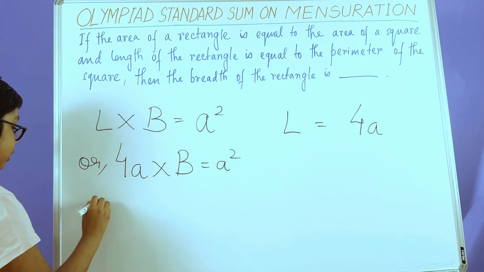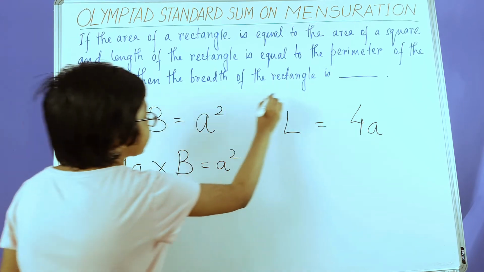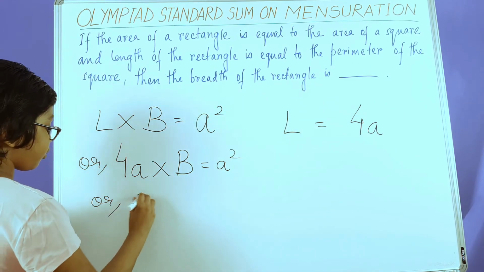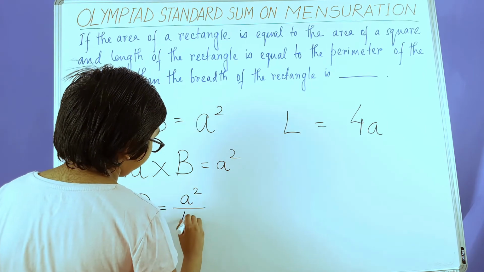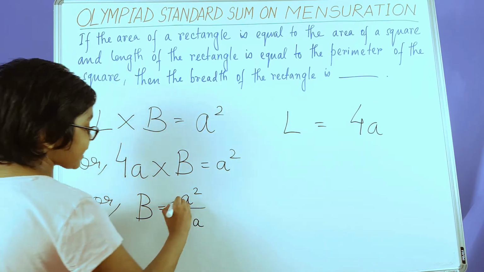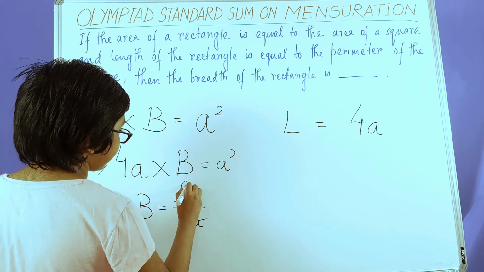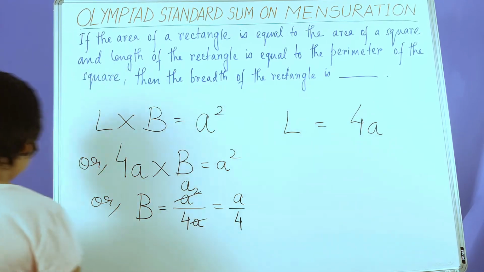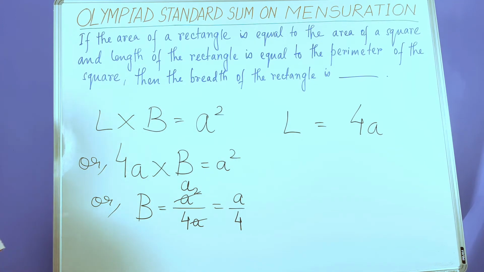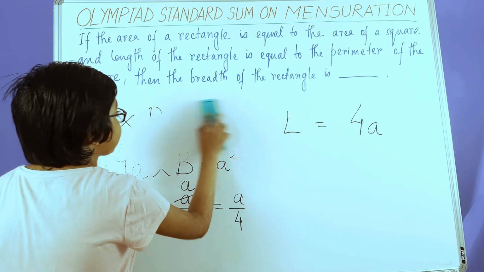Now easily getting the breadth, which was asked here, breadth of the rectangle is what? Breadth equal to A squared by 4A. And we cancel this, and here we have an A. We have A by 4. Now to write the concluding statement too, I need to erase the board, unfortunately.